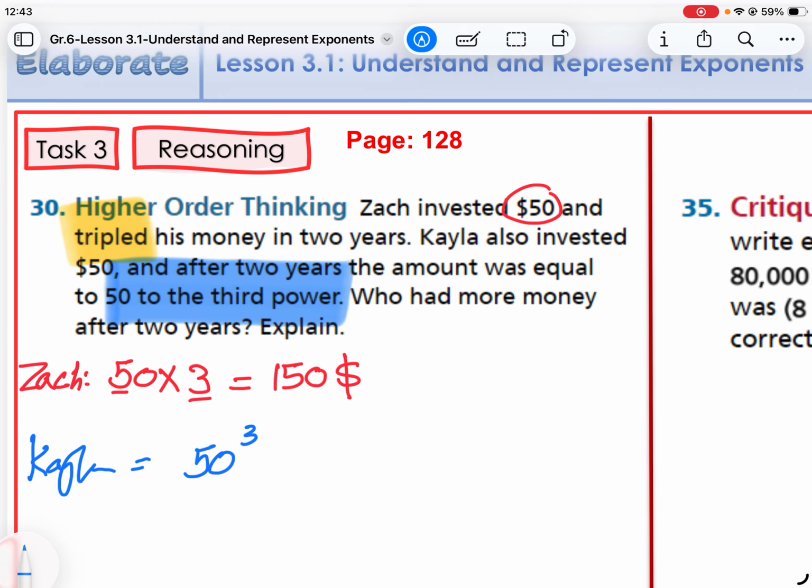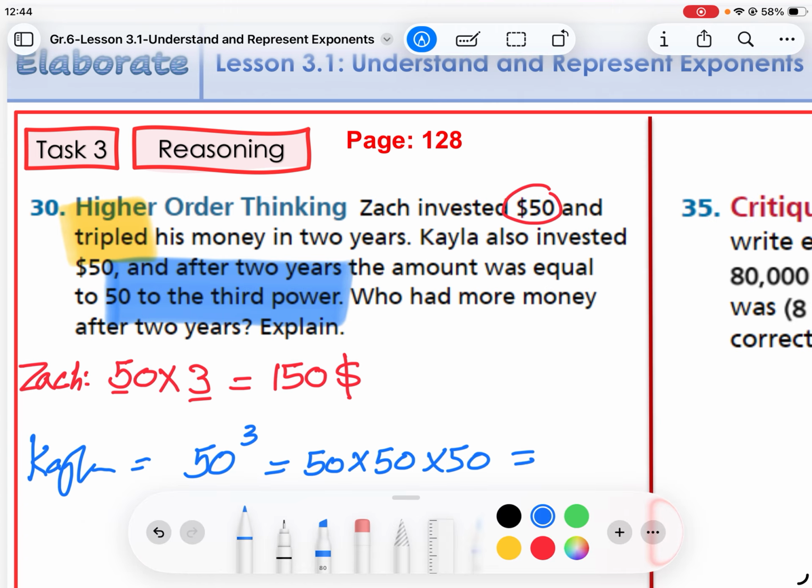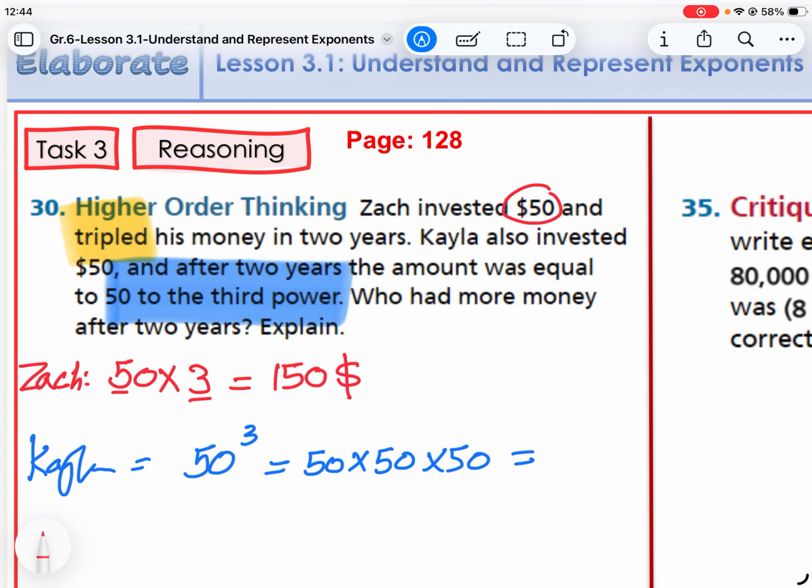Okay, let's remove the parentheses. That means 50 to the power of 3, the third power of 3, or 50 exponent 3. That means she doesn't have 150. She has 50 times 50 times 50. So how are you going to multiply such a number? You're going to multiply the basic fact, which is 5 times 5 times 5. So 5 times 5, that's 25 times 5, that's 125. And then you're just going to count the zeros and copy paste them. You have 1, 2, 3 zeros. 1, 2, 3. So obviously Kayla is very rich.